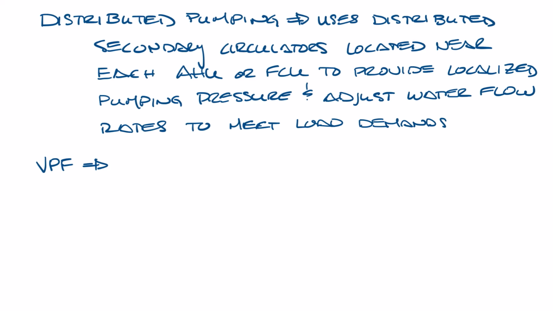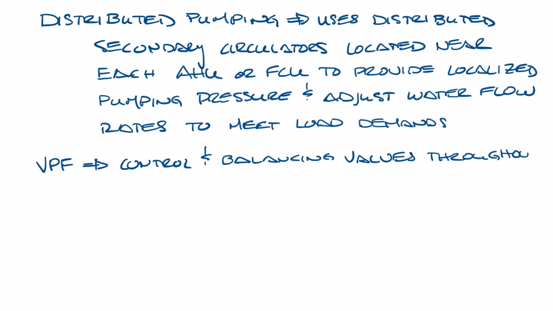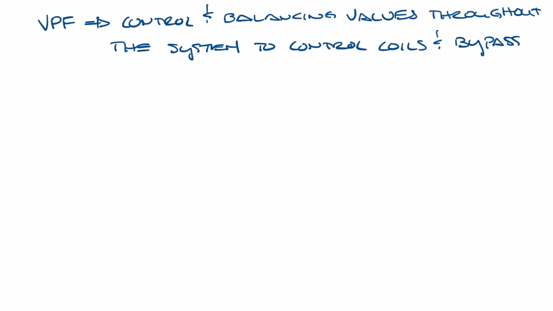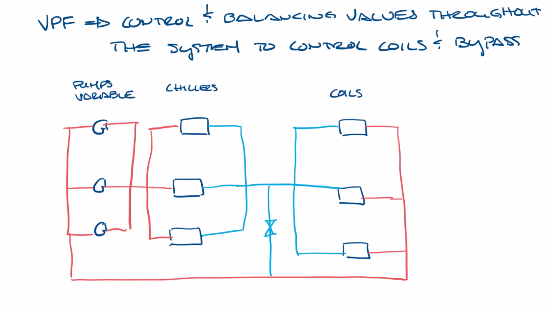At the end of the last video on variable primary flow, I mentioned that there are various control and balancing valves throughout the system to control the coils and the bypass. So let's move this up and let's pull up the drawing from last week. I drew in the bypass control valve, but not the other ones, so let's add them in here. There would be a control valve and a balancing valve after each coil. I don't have a lot of room, so we'll just squeeze this in like this.